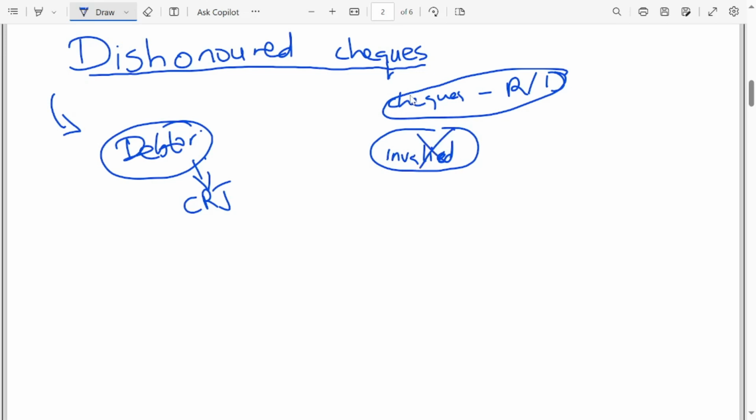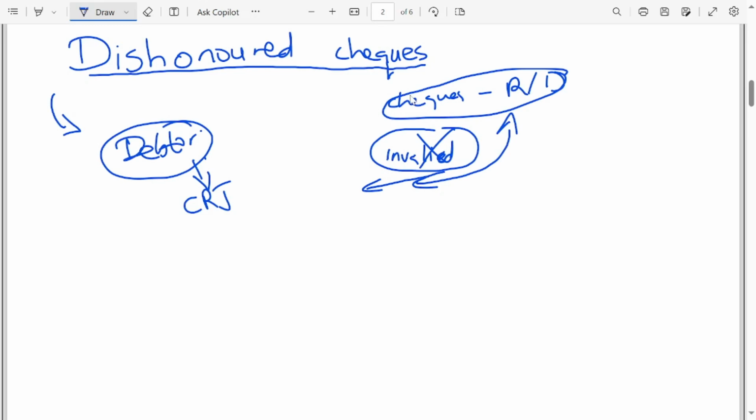So now the bank is going to return this check marked RD, or they are going to say the check is dishonored, meaning that the check does not have money, or maybe the signature was not in a correct way. So the bank could not access this money. So the bank is going to return this check to us marked RD, or dishonored check.